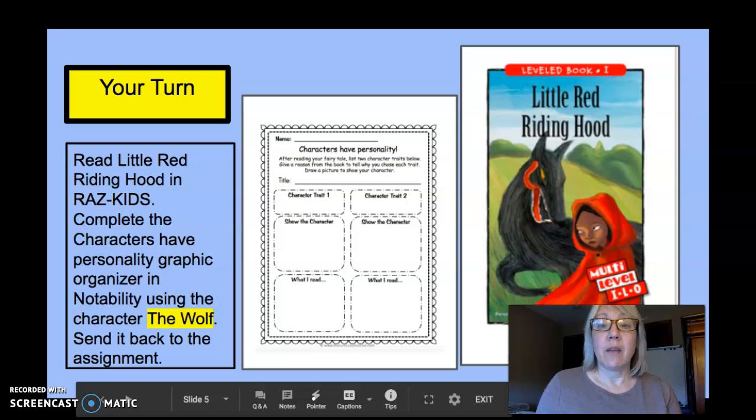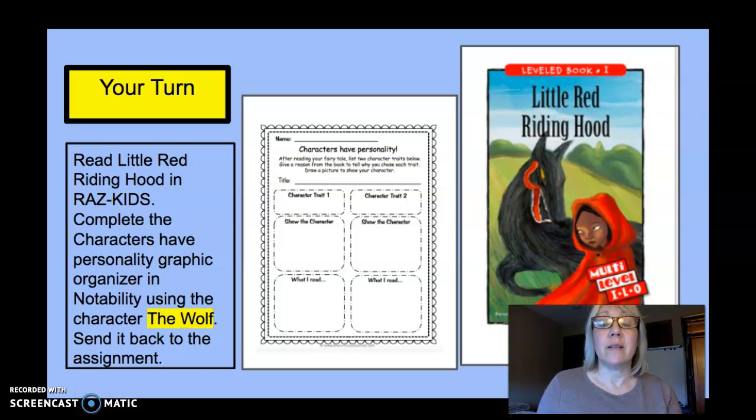So good luck with this. Have fun. I hope you're enjoying the fairy tale unit, because we're going to be doing some writing and lots of reading still yet.